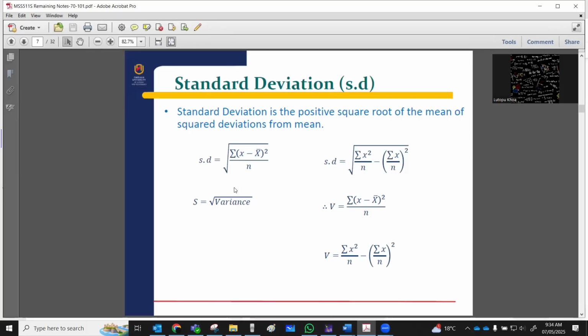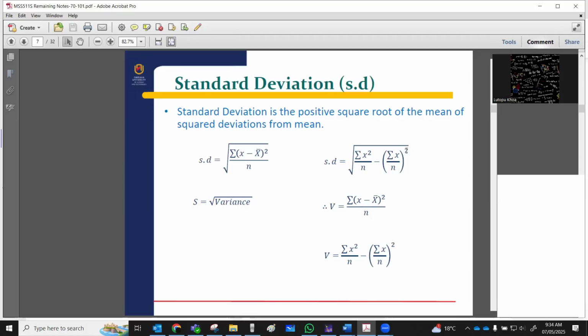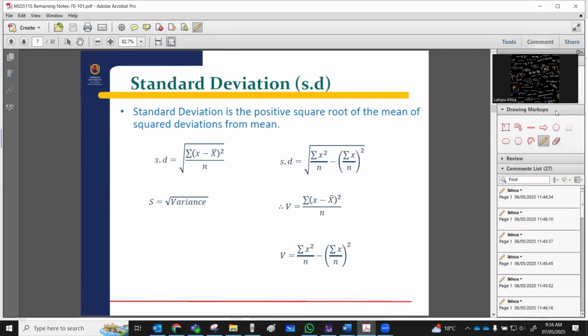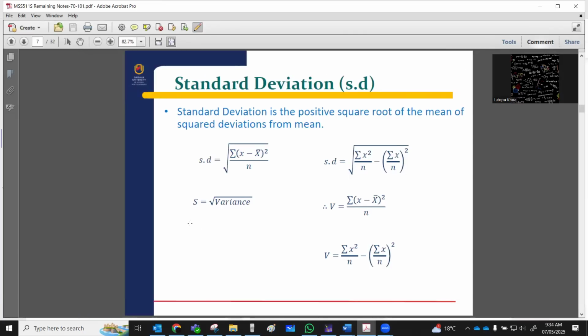So that means if you have your standard deviation, this is the square root of the variance, and that also means that your variance is equal to your standard deviation squared. So if you know one, it's very easy to work out the other one.